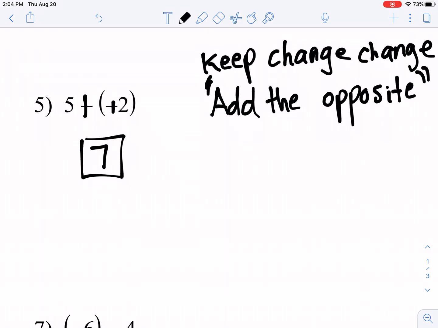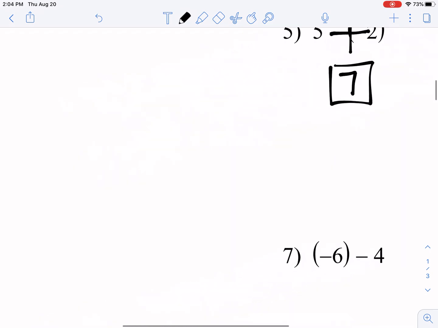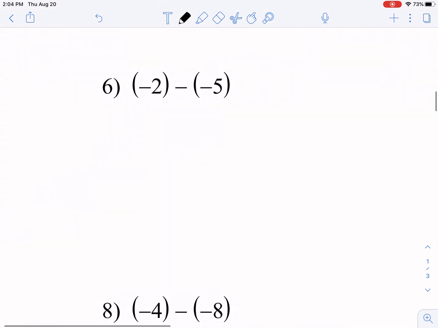So it's still the same thing, 5 plus a positive 2. Now, what I would do personally, every time I see a subtraction of a negative, I just change the whole thing into a big plus sign. Because that's really what you're doing here, you're changing it to addition. So now I have 5 plus a positive 2, which is 7. Okay?